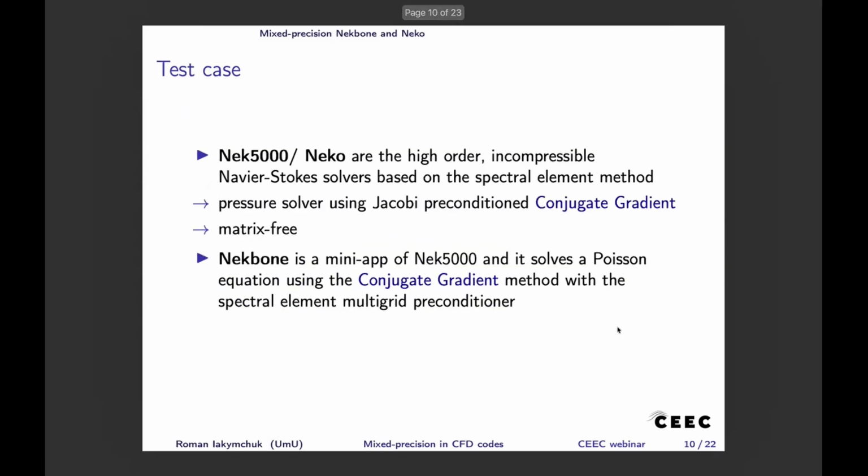Okay, so that's our methodology in a nutshell, and let's move to some more test cases that we were experimenting with. Our main target is Nek5000 and NekRS. These are high order methods. High order means that the polynomial order ranges from 5 to even 12, and it's the incompressible Navier-Stokes equations based on spectral element methods. So it's matrix free. And we focus here on the velocity solver, not pressure. We are using a Jacobi preconditioned conjugate gradient method.